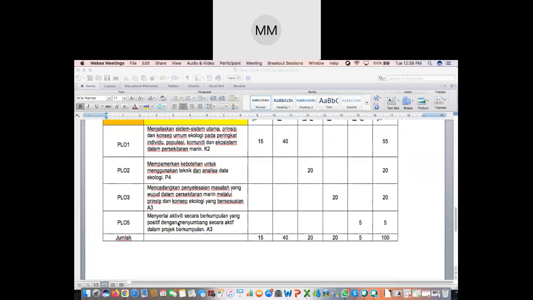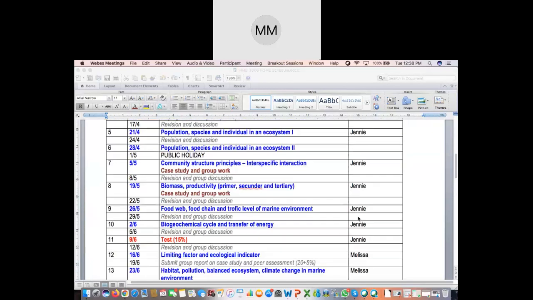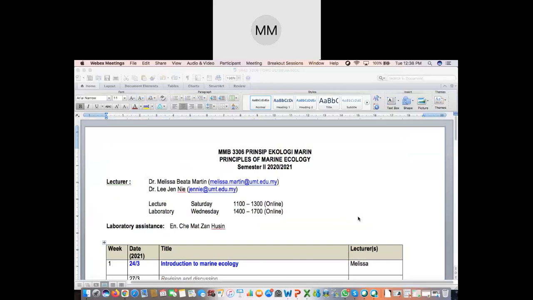And PLO5 will be peer assessment. So please work well with your teammates because 5% of these marks is technically free marks for you. Just work well with your group members and make the most of your learning experience during this course. I hope this is clear for now. And if you have any questions, you can always raise it up during our class on Wednesday or on Saturday.